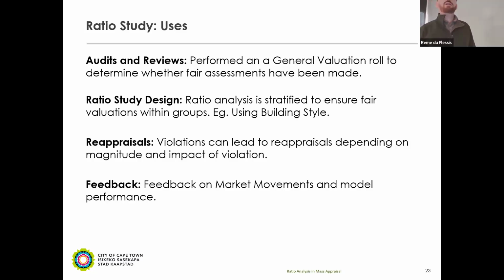If you have severe violations of your guidelines that are provided to you, then it may lead to reappraisal, where the entire system needs to be restarted from scratch. And it also gives us some feedback on how the market moves.